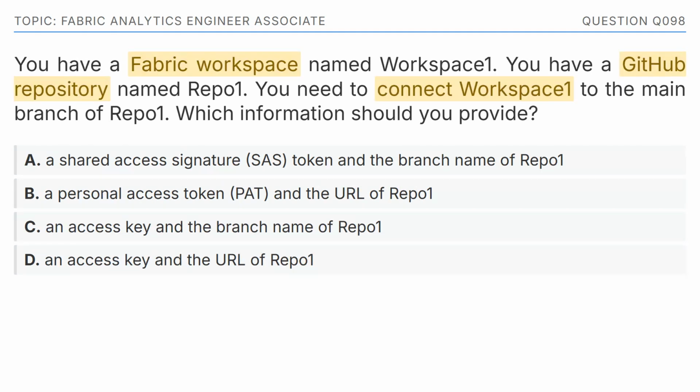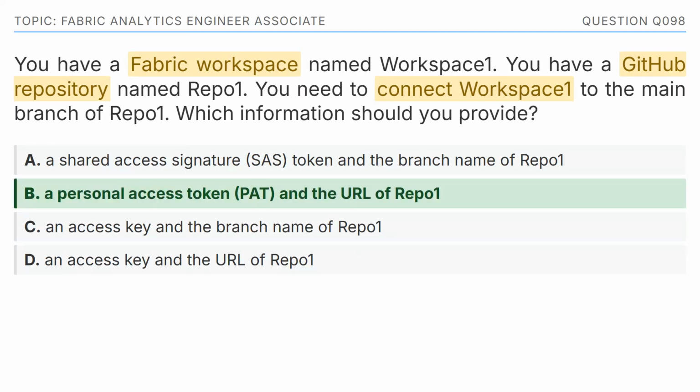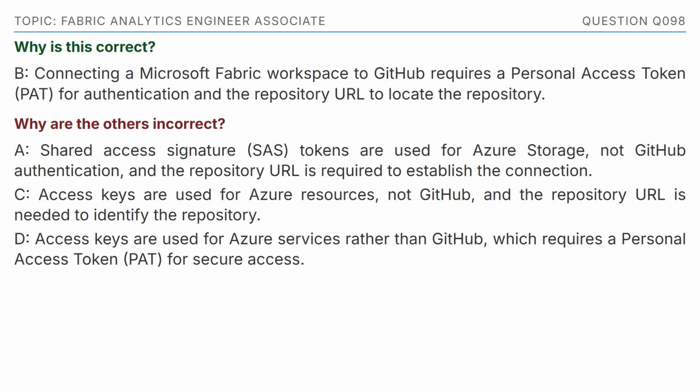To arrive at the correct answer, we focus on the keywords: Fabric Workspace, GitHub repository, Connect Workspace 1. The correct answer is Option B, a personal access token, PAT, and the URL of Repo 1. Why is this correct? B. Connecting a Microsoft Fabric workspace to GitHub requires a personal access token, PAT, for authentication and the repository URL to locate the repository.